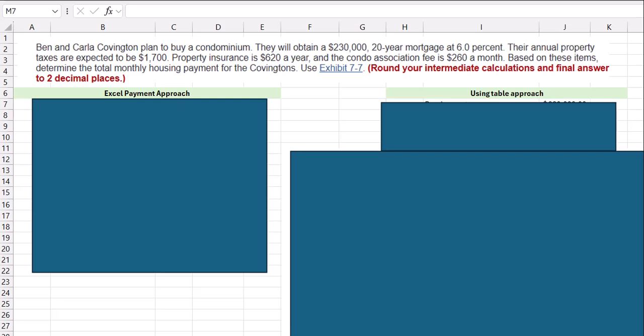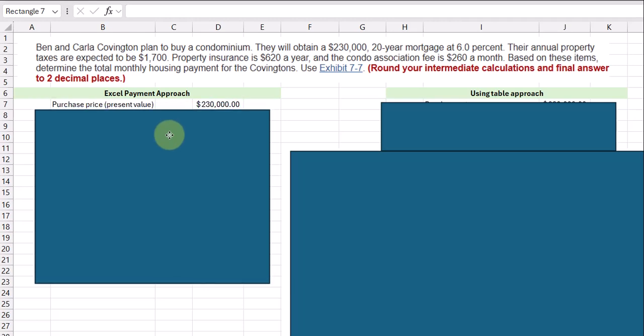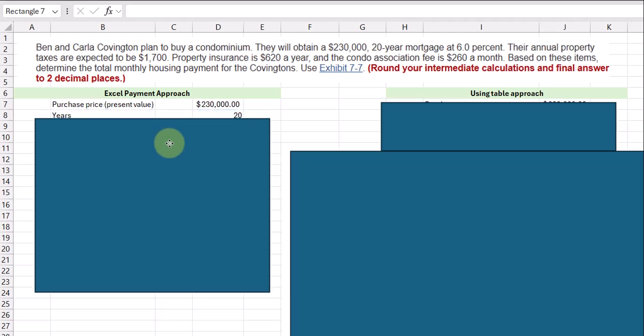And you could use Exhibit 7.7, and I'll demonstrate that approach to solve this. But I'm also going to show how you could solve this using Excel. So let's look at Excel first. All right, so what do we need to do? We know that the purchase price, that's the present value, is $230,000.